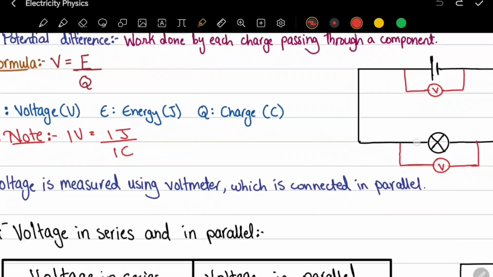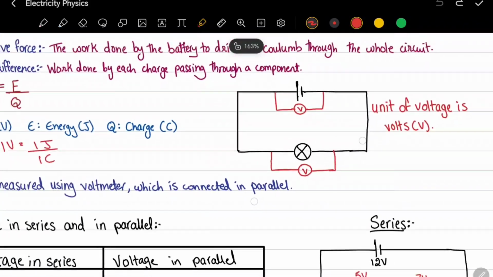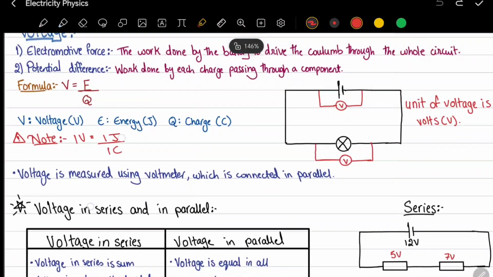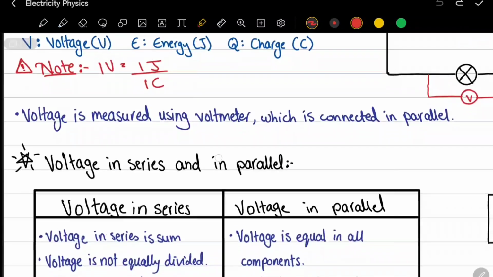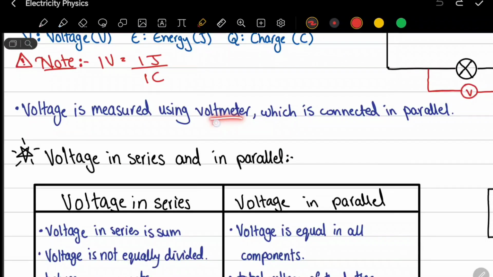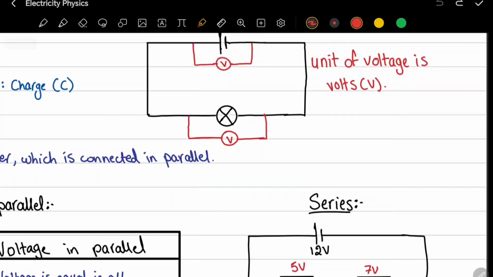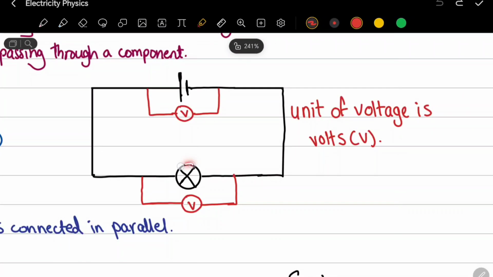Now, you must also remember that the unit of voltage is volts. 1 volt equals 1 joule divided by 1 coulomb. Voltage is measured using a voltmeter, and voltmeters are always connected in parallel. For example, if you have a look at this, we have a lamp. If you want to measure the voltage of the lamp, you're going to connect the voltmeter in parallel to the lamp. Never connect the voltmeter in series.